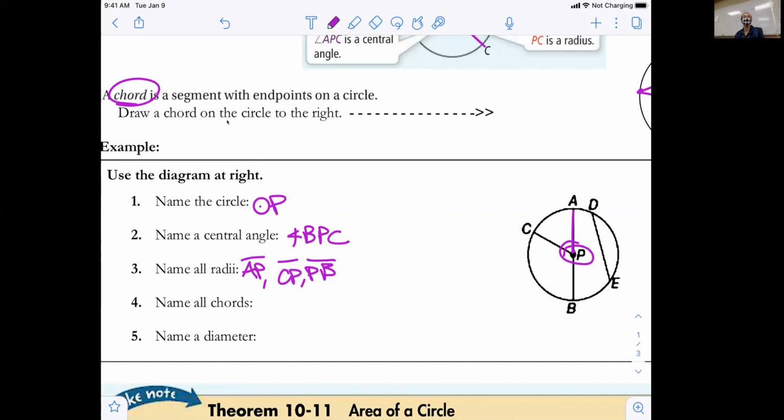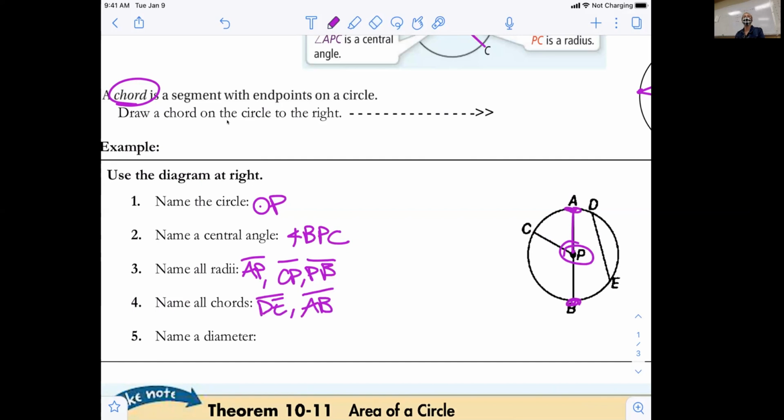What's one obvious chord? What'd you say? DE. Thank you, Kate. I'm going to argue there's one other chord on here. Emma? AB also works as a chord. It has 2 points on either side and it goes through the circle.